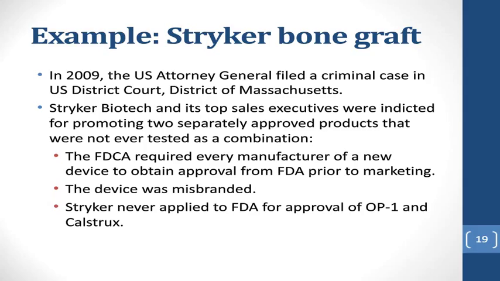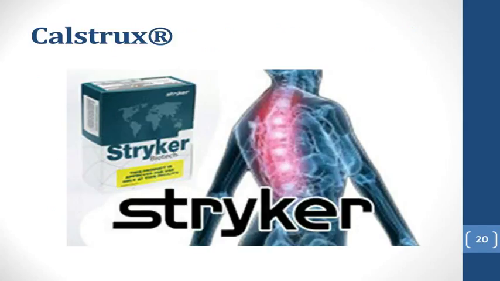So the reason I'm bringing all this up is that it turns out it's very relevant to what happened in this case. And what happened was Stryker acquired a company, and they ended up calling it Stryker Biotech. And Stryker Biotech made, I'm just going to show you some of these products they made. So Stryker Biotech made this one product that was called Calstrux. And what Calstrux does or did was it fills voids in bones.